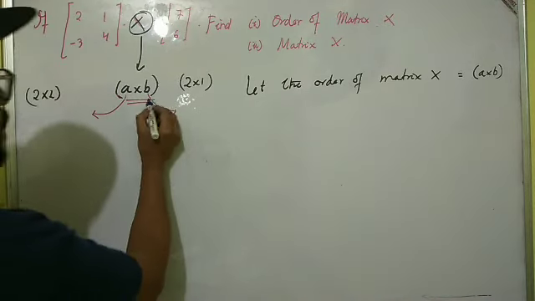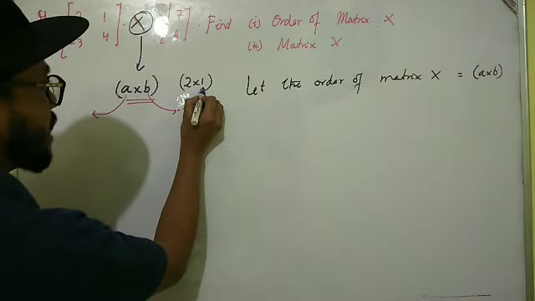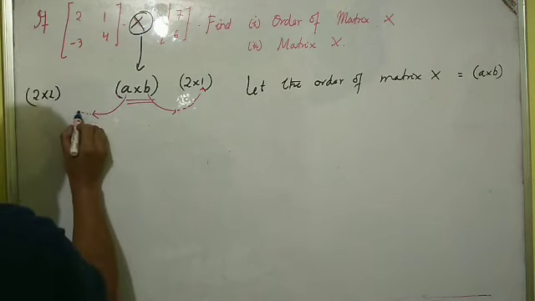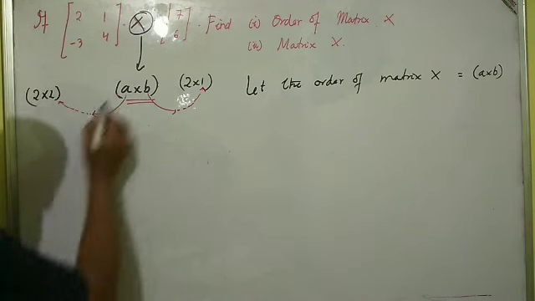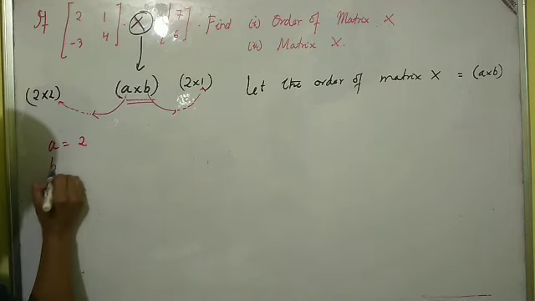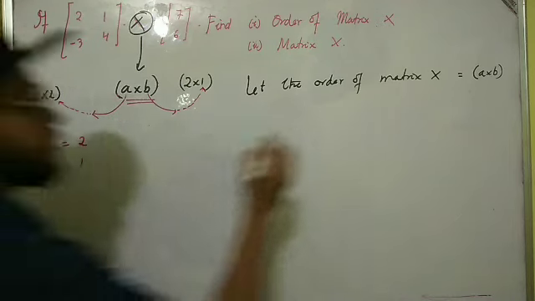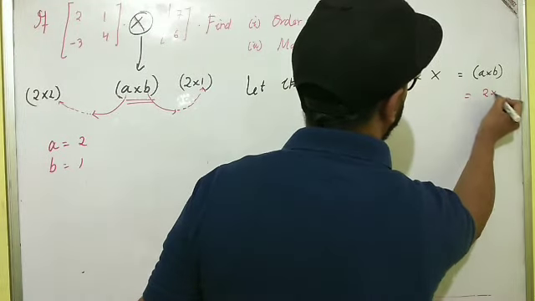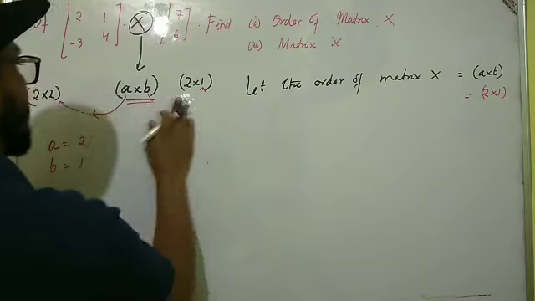Now this B will go to the last value, and this A will go to the last value on the left hand side. So now what is the value of A? A is 2, and what is the value of B? B is equal to 1. So therefore the order of this matrix is 2 cross 1. I am repeating it once again.